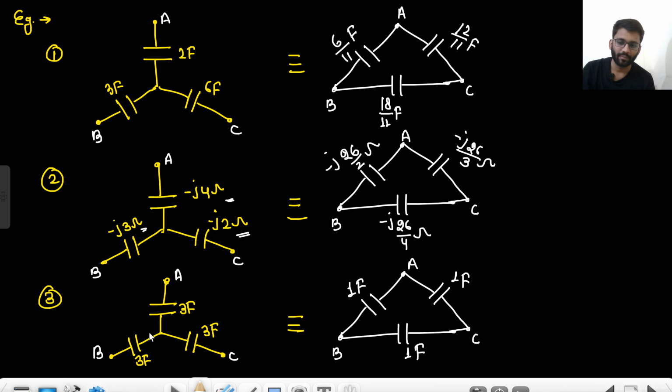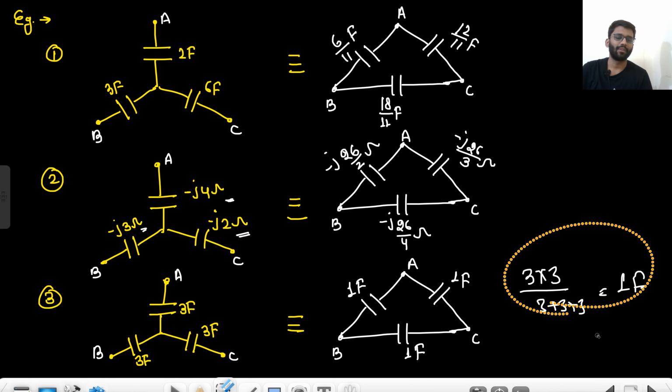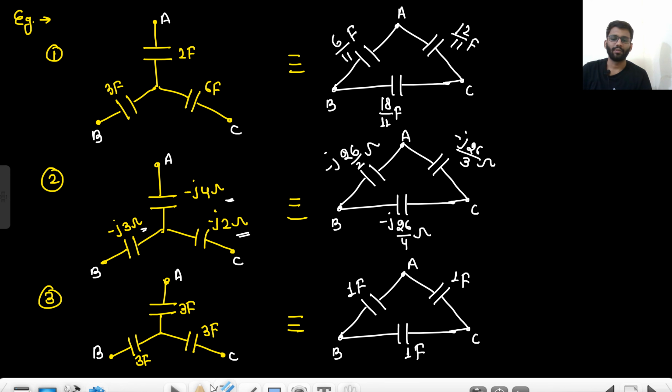What you will do? Multiplication of these two, 3 into 3, divided by addition of all, 3 plus 3 plus 3. So what you will get? 1 farad only. That's it. But for the same, you should remember it. You shouldn't derive it again and again. If the capacitance are same, then you should be able to write it in no time. Okay. So I hope you are able to understand this.